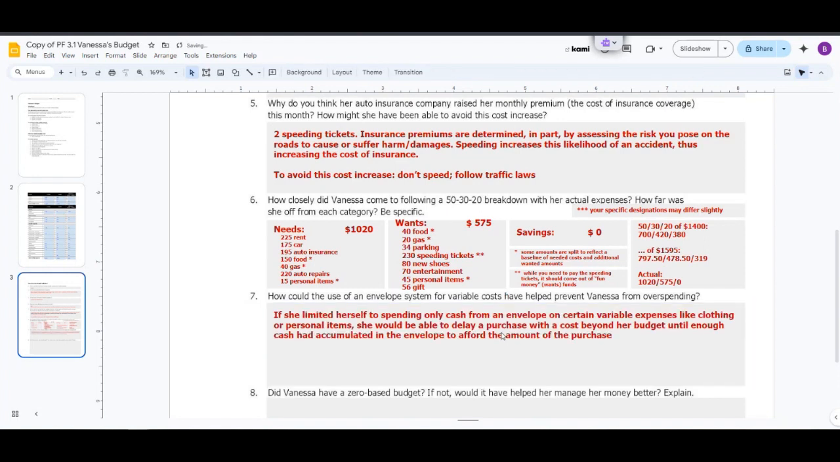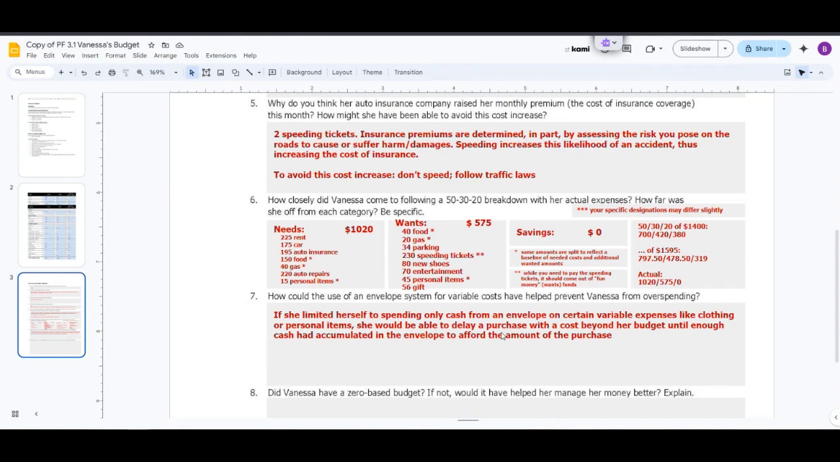Number 7, how can an envelope system of variable costs help prevent her from overspending? Again, think back to what an envelope system is. We take cash out and put it into designated envelopes for specific categories. So had she put money into an envelope for food or for clothing or for personal items and so on, that would help her prevent overspending in that category. It would have helped prevent her overspending in food, gas, and clothing this month.